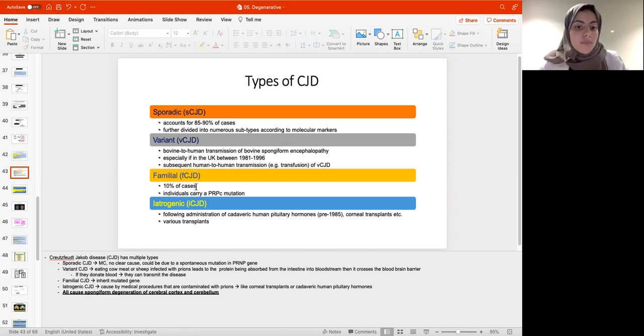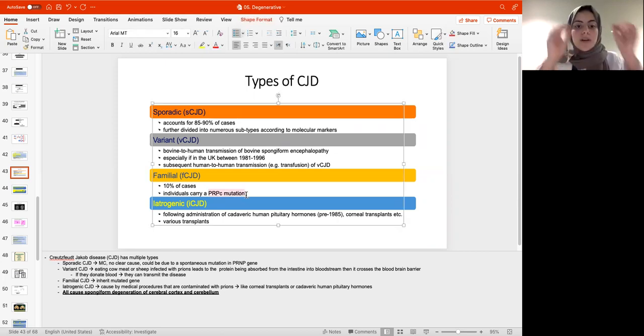The familial form, because it says familial, it's due to inheritance, okay? So when you have the PRNP mutation. And then iatrogenic is when you get it from basically medical procedures like corneal transplants and cadaveric human pituitary hormones. So remember these two examples. For example, a patient with history of corneal transplant presents to you with some dementia and everything, and then he can give you iatrogenic CJD as an option.